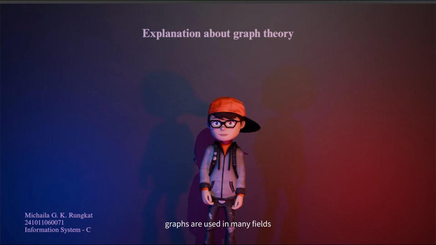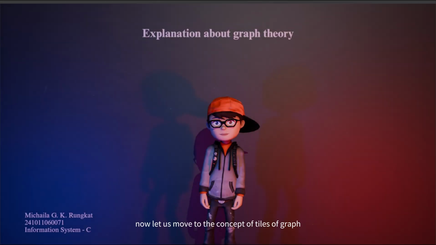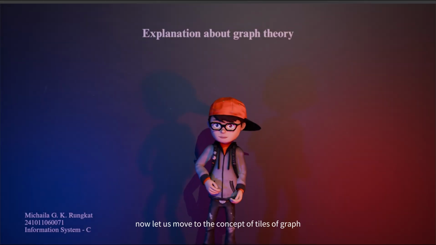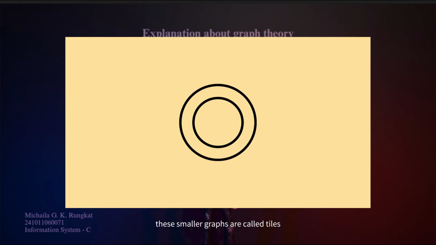Graphs are used in many fields, such as computer networks, GPS, social media, and artificial intelligence. Now let us move to the concept of tiles of graph. In this image, there is a large green graph. This green graph represents the main structure being analyzed. Then there are smaller red and blue graphs labeled with the symbol T. These smaller graphs are called tiles.